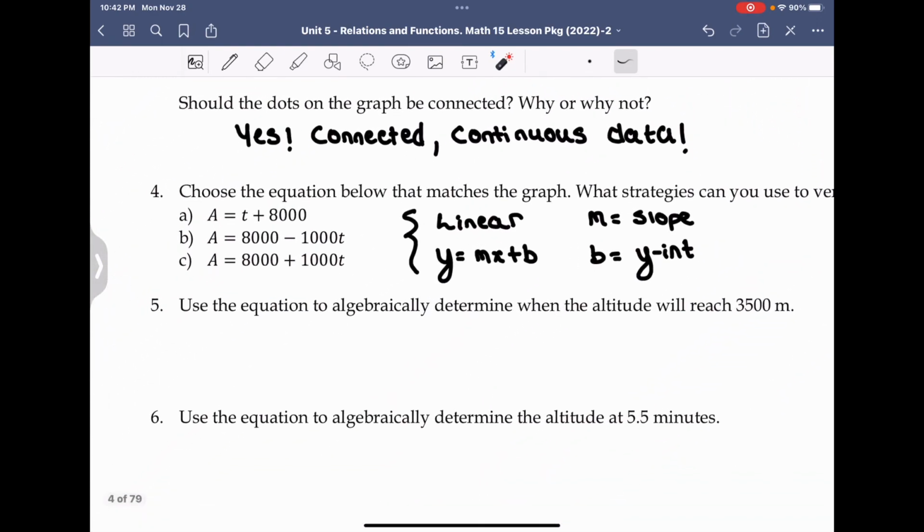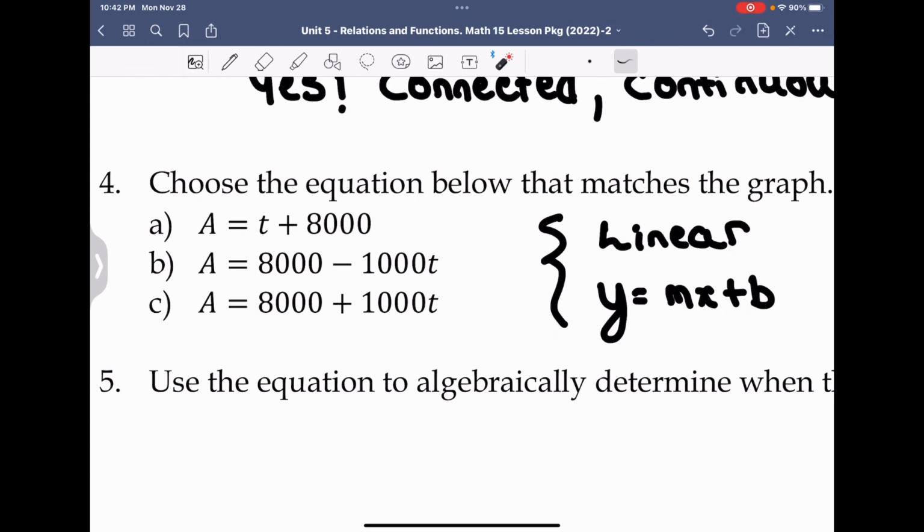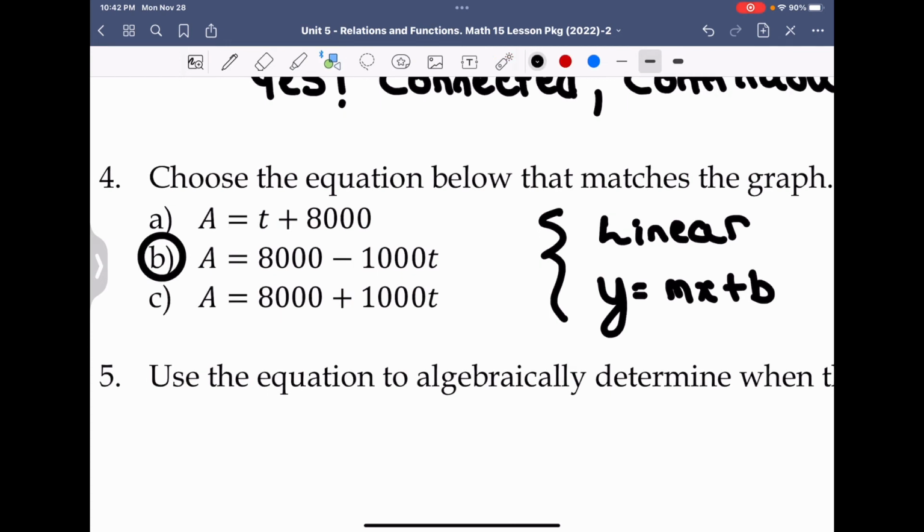So we go below here. The only one that includes a negative 1,000 is here. Now let's explain why this is the correct one, because our definite correct answer is B. Altitude will always start at 8,000. That's our y-intercept. We're coasting at 8,000 and then we begin the descent. Descent should always be described by this negative here.